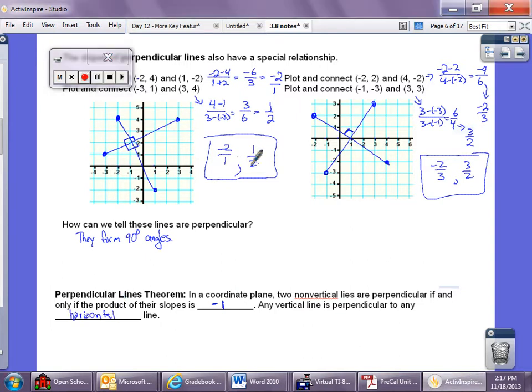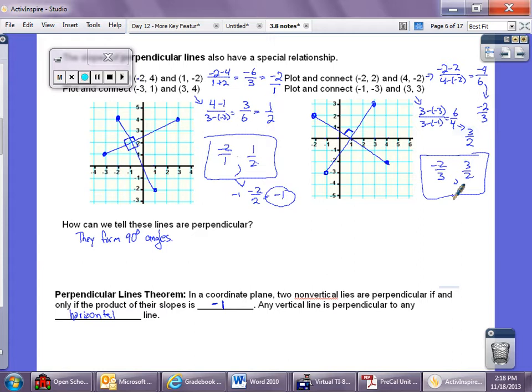Any vertical line is perpendicular to any horizontal line. So when we multiply these together, we're going to get negative 1. So negative 2 times 1, 1 times negative 2, negative 2 over 2, which will give us negative 1. The other way that we can think about it is that this is the negative reciprocal. So we can flip this, 3 over 2, and from negative to positive. It's the negative reciprocal. So if the slopes are negative reciprocals, they are perpendicular, or if you multiply them together, it gives you negative 1.